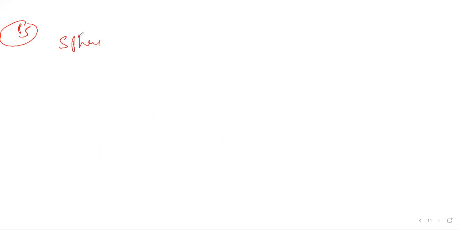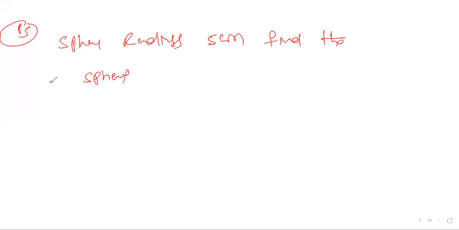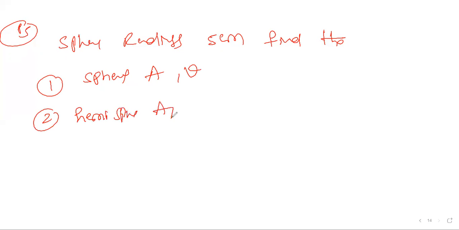Now the last one, the last question. The sphere radius is 5 centimeter. Find, number one, the sphere area and the sphere volume. Second one, the hemisphere area and hemisphere volume for the same dimensions.